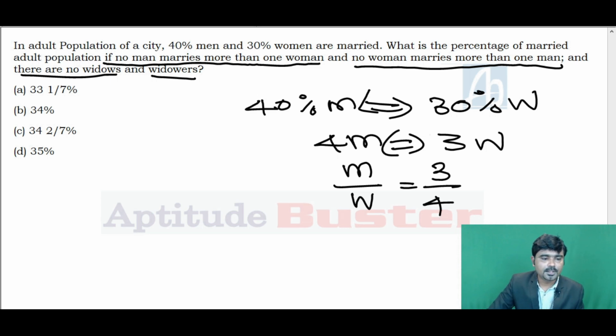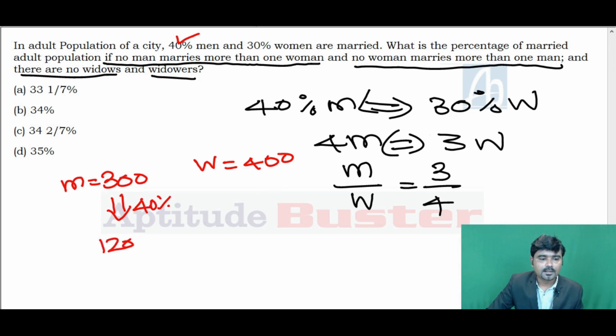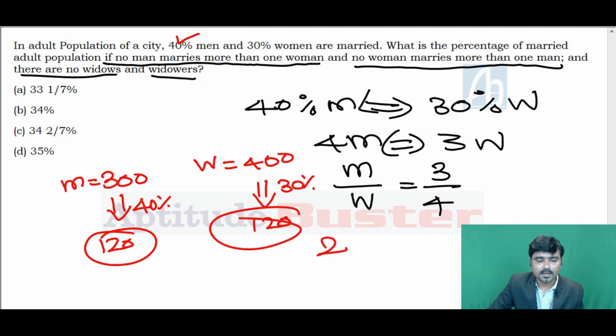Okay, that means you need to choose some example as number of men as 300, number of women as 400. Here 40% of men are married, 40% of 300 is 120, and 30% of women, 30% of 400 is 120. What's the question? What's the percentage of married adult population? Here 120 plus 120, here 240 married, right? Out of 700, we have chosen 300 men and 400 women. So the total is 700.